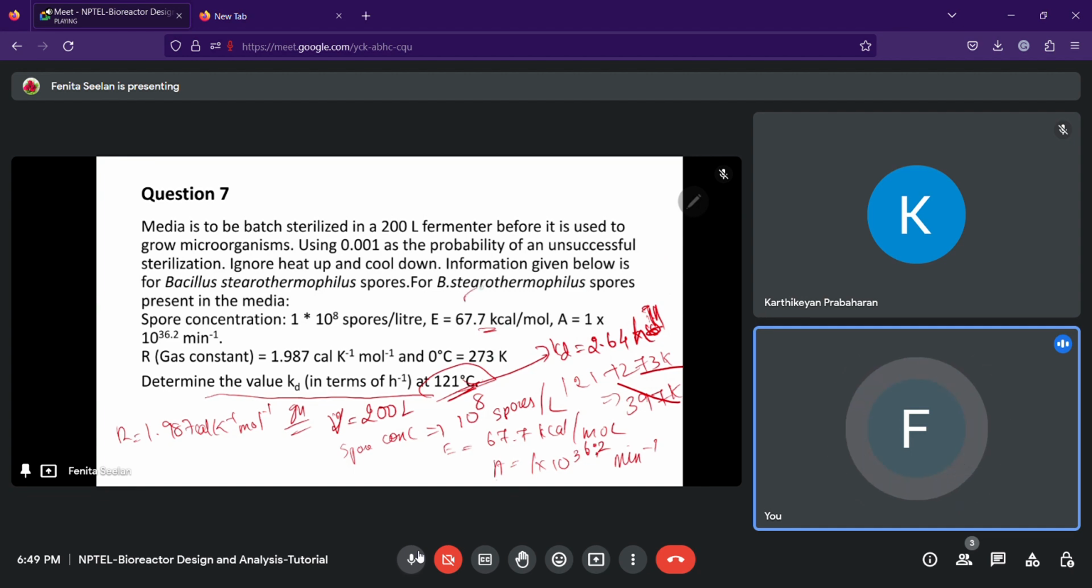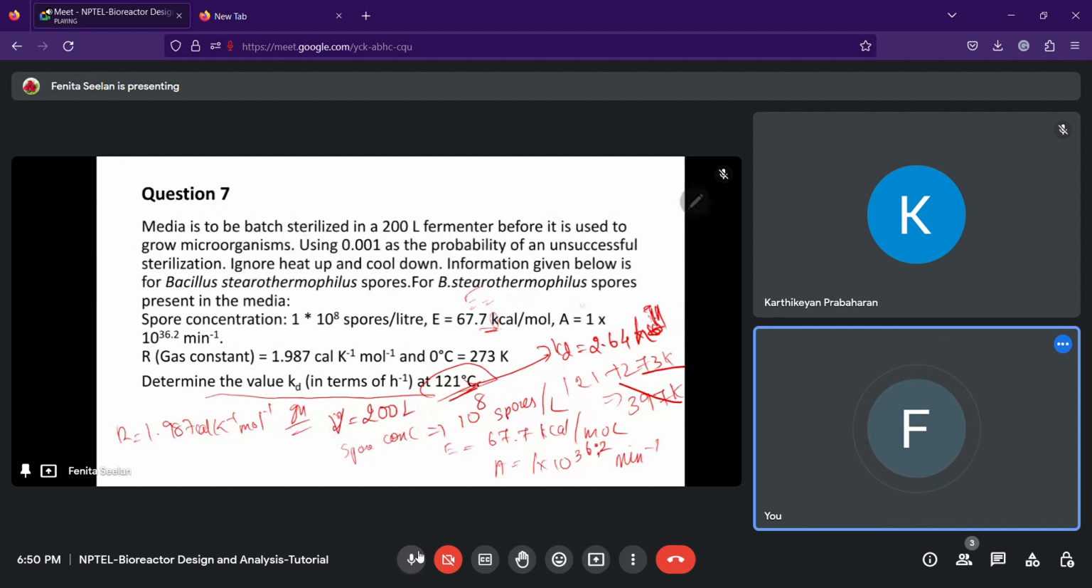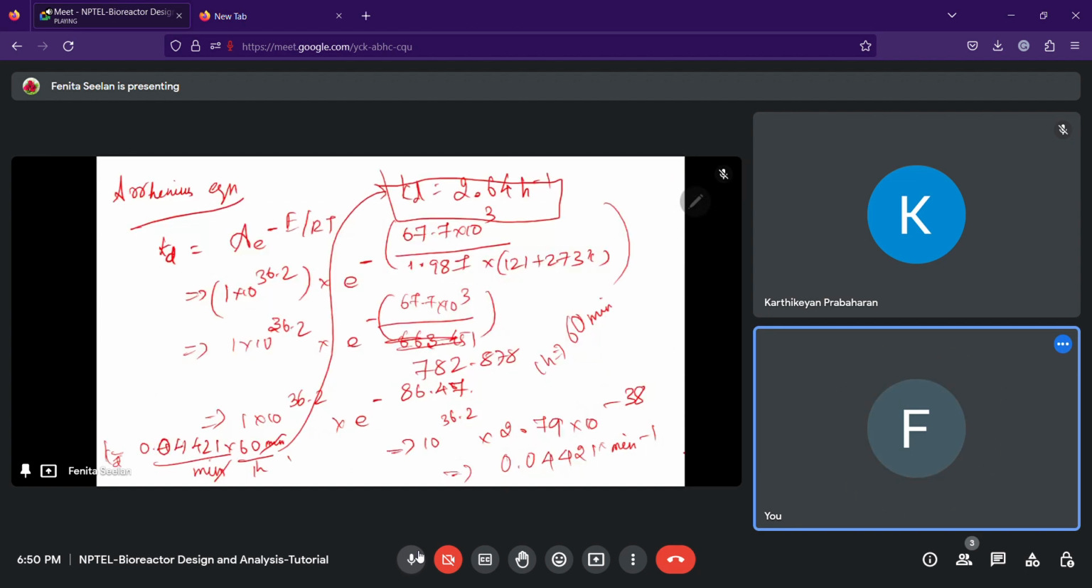And the E value also is in kilocalories. So if you miss this kilo and just substitute 67.7, it will come as an error. So 67.7 into 10 power of 3, instead of this K, which means kilocalories. So you are multiplying by 10 power of 3. So if you do these simple conversions and substitute in the formula, you will get the answer. And then also you have to make sure the answer will be in terms of minute inverse. You have to convert it back to hour inverse.